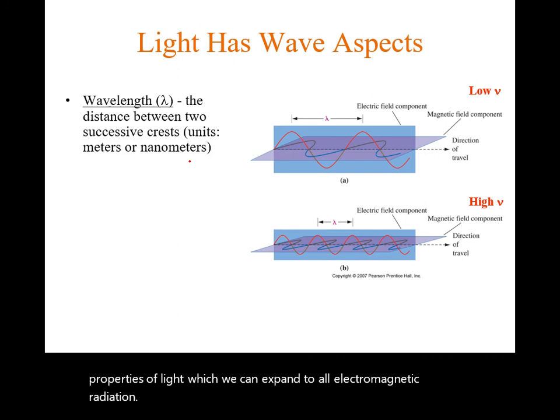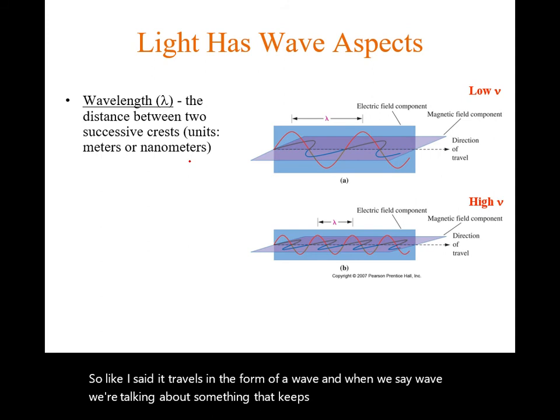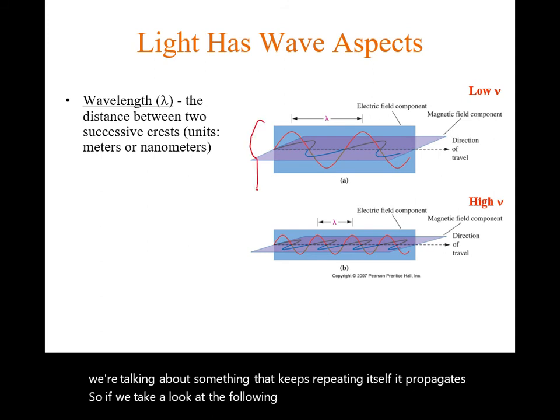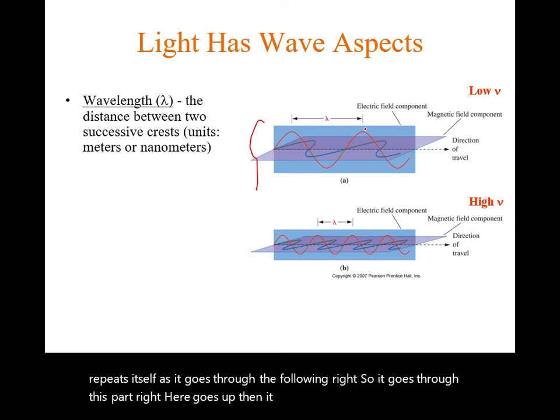So like I said, it travels in the form of a wave. And when we say wave, we're talking about something that keeps repeating itself. It propagates. So if we take a look at the following wave right here, we see that it repeats itself as it goes through the following, right? So it goes through this part right here, goes up, then it goes back down, back up again.